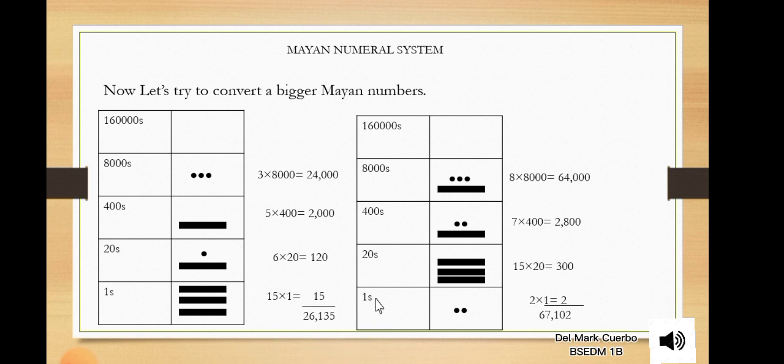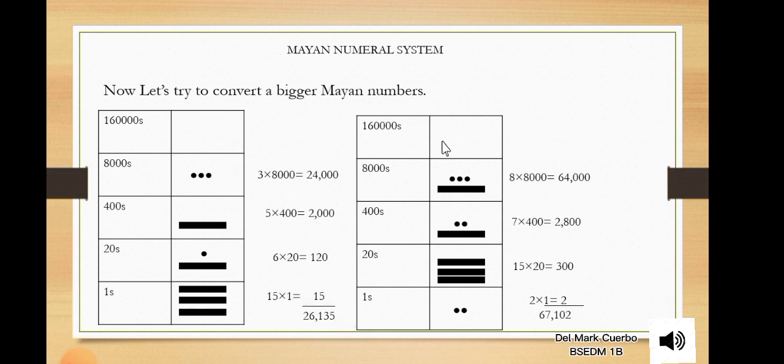So we have here 26,135. So this group of Mayan numerals is equal to 26,135 in our decimal numeral system.